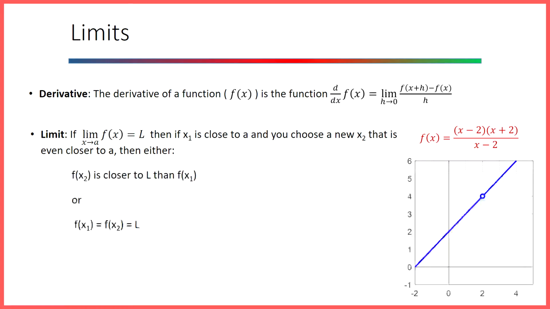So let's plug in and see how this intuitive definition might work. First, let's choose a value of x1 equals 1.999. In that case, we have f of x1 equals 3.999, which is definitely pretty close to 4. But if we choose an even closer value of x2 equals 1.9999, then f of x2 equals 3.9999, which is even closer to 4. So that seems to work.